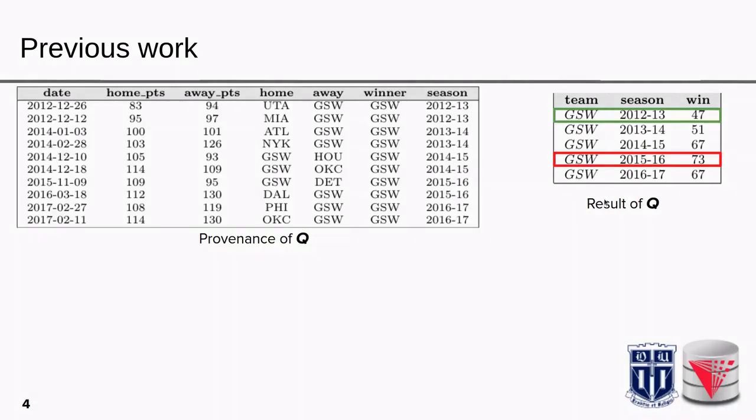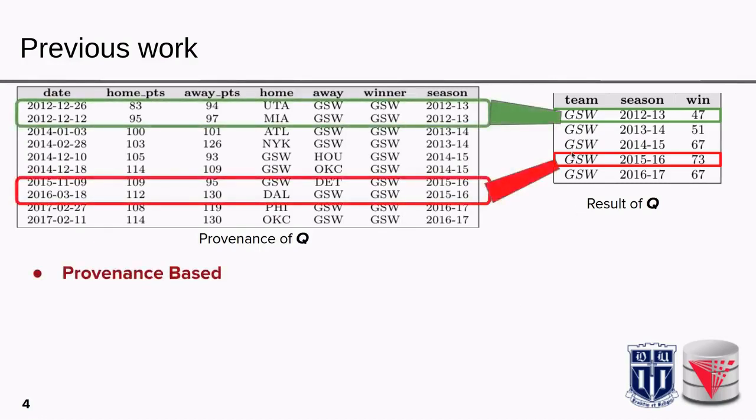There have been methods proposed to answer surprising query result before. Most of the work has been focusing on using provenance. To put it simple, provenance is a collection of input tuples that contribute to the results of a query. Like here, provenance of two tuples of our interest are highlighted here.